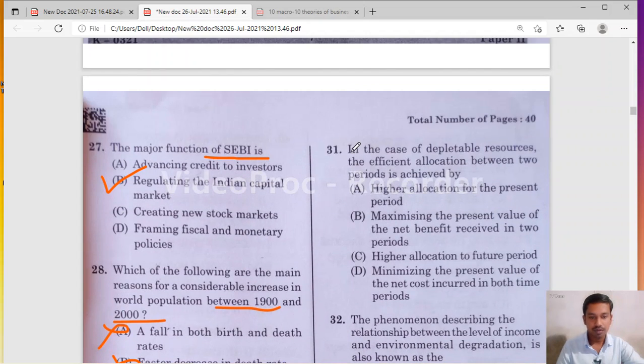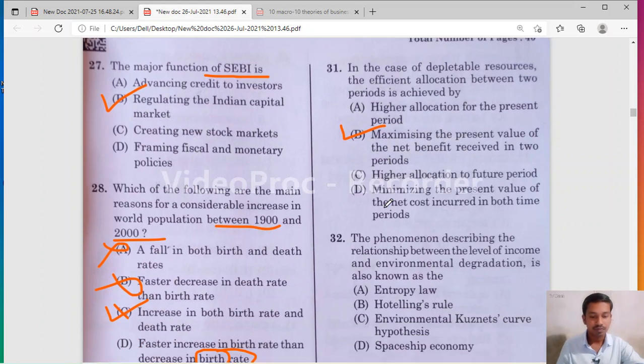Question number 31. In case of depletable resources, the efficient allocation between two periods is achieved by option A, higher allocation for the present period. Option B, maximizing the present value of the net benefit received in two periods. Option C, higher allocation to future period. Option D, minimizing the present value of the net cost incurred in both time periods. I think here option B is the right answer.